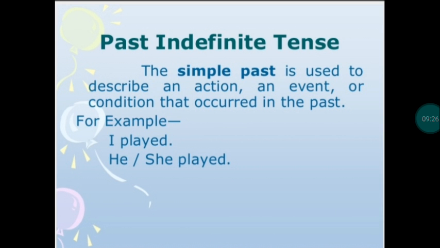First of all, let us see what is simple past tense. The simple past tense is used to describe an action, an event or a condition that occurred in the past. For example, I played. It could be yesterday, it could be last month, it could be at any time. So he played or she played, but that action is over with in the past.